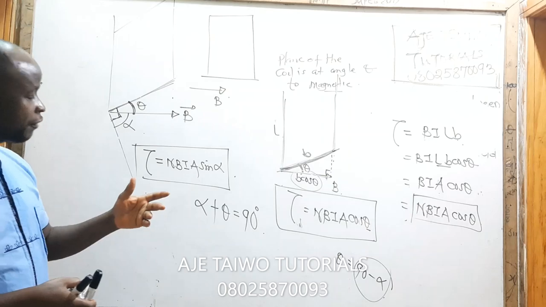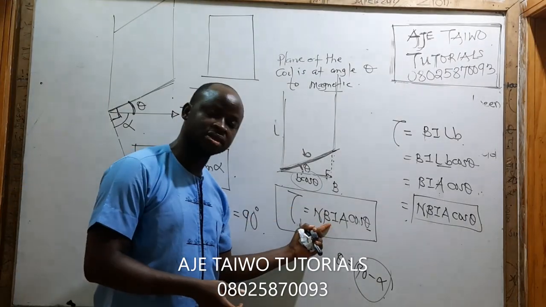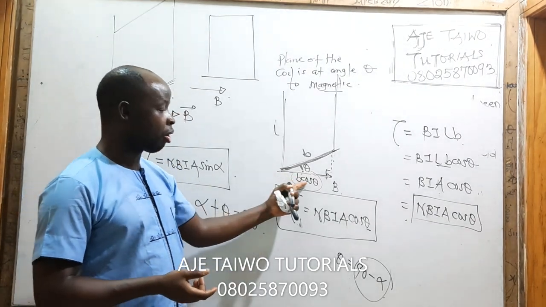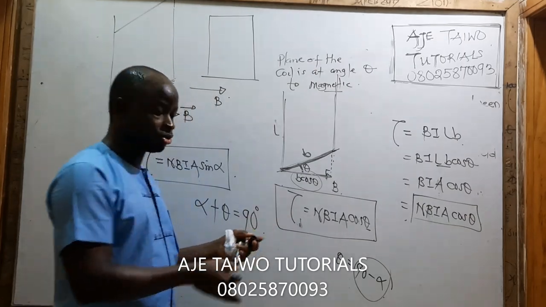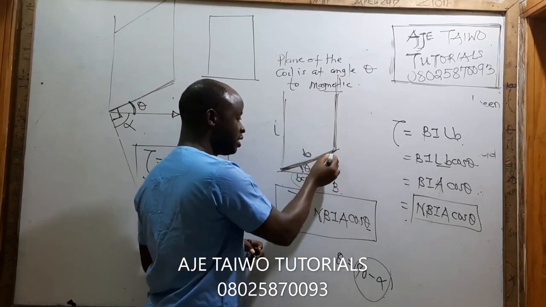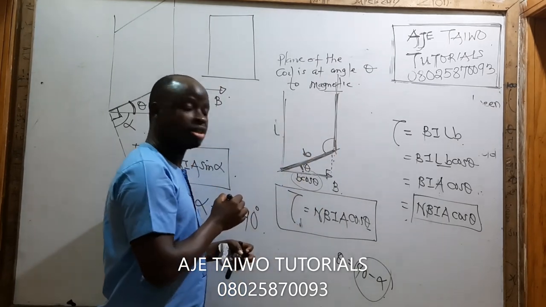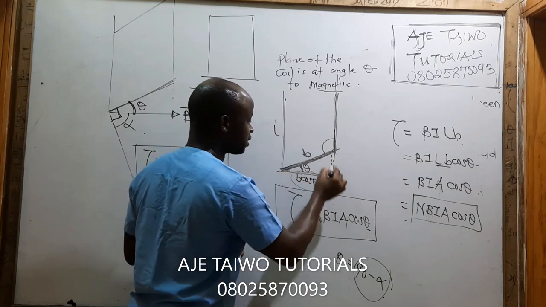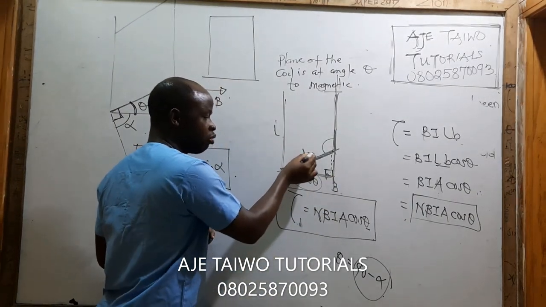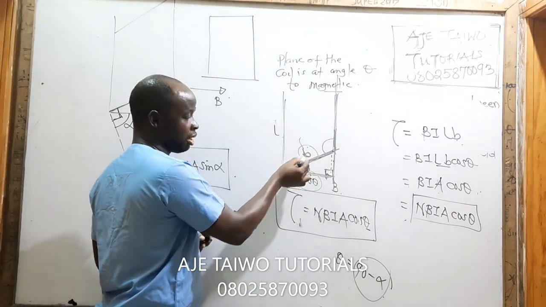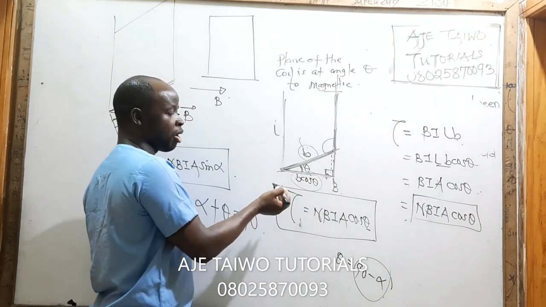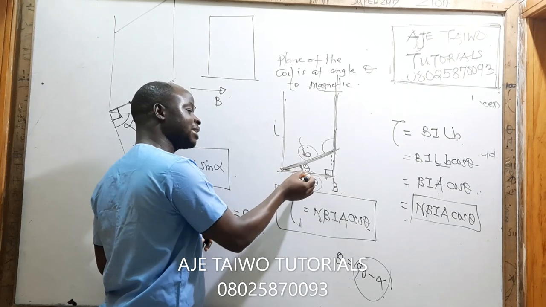If you now come back here, I'm just trying to show you how we derive this. It was from the same BIL, but in this case B is no longer B. It's now B cos theta, because the force must be perpendicular to the distance. This line and this line are no longer perpendicular. The only line perpendicular to this is now this. So we are projecting this here. This is theta, this is B, and this is the hypotenuse. This is the adjacent. That becomes B cos theta, because adjacent over hypotenuse is cos theta.